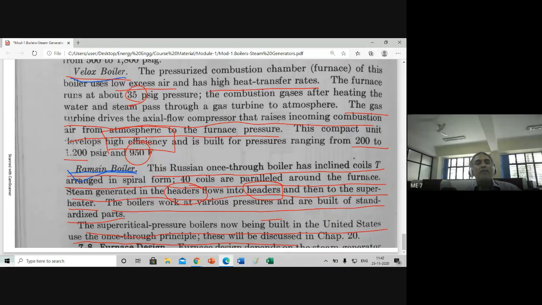So, the Ramsin boiler is one of the supercritical boiler examples, and that supercritical boiler, the industry person explains in depth. This is about your VTU syllabus. So you have to practice these boiler figures. I hope it is clear.